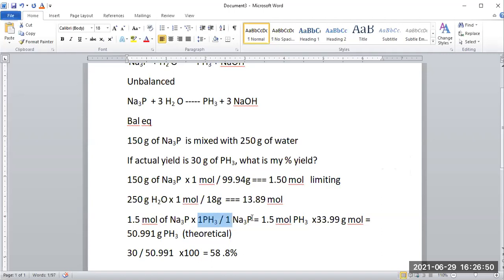This is also middle step information here of 1 PH3 per 1 sodium phosphide. And your final step for the theoretical yield is to multiply by your molar mass. I actually kind of left out my little divide mark there. It's grams per mole. And then I look at my actual, divide by my theoretical, and multiply by 100 as your final step, and that will give you 58.8%.